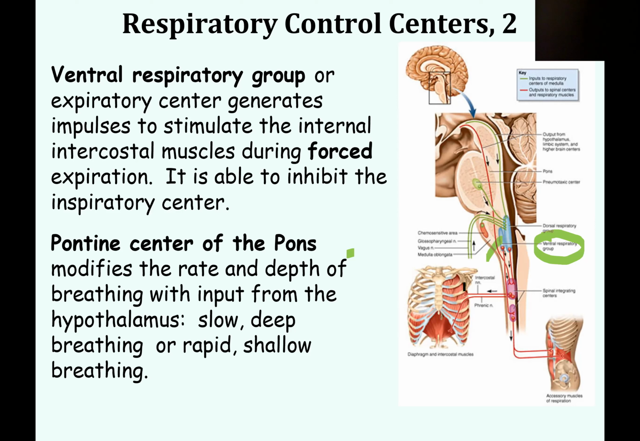The ventral respiratory group is this smaller blue area called the expiratory center. It generates impulses to stimulate the internal intercostal muscles during forced expiration. So the internal intercostal muscles, their function is forced expiration, which you need for lab. It is able to inhibit the inspiratory center, because if you're trying to move more air out, you're not going to want to breathe in.